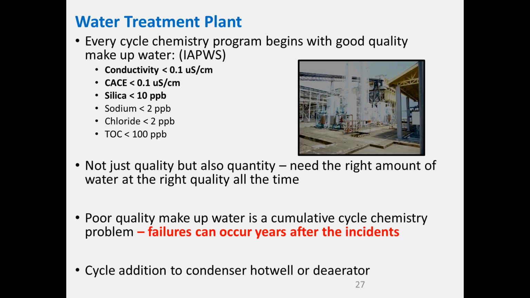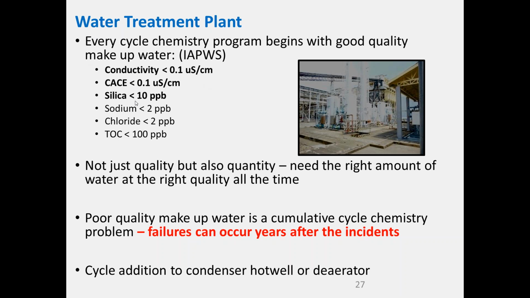But basically, at a water treatment plant, these are the things that we want to see for anything over about 10 bar. We want to see water out of the plant with conductivity less than 0.1 microsiemen per centimeter, conductivity after cation exchange less than 0.1, and silica less than 10 ppb. And that will pretty much give you suitable quality water to avoid a whole lot of problems.